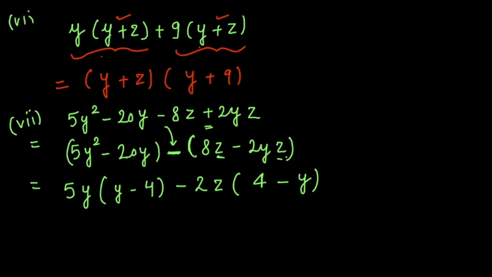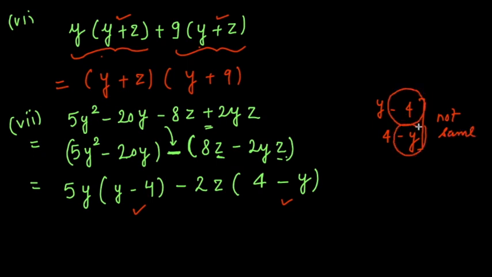Now the terms inside the brackets are the same, but the sign, the first bracket is having y minus 4 and the second bracket is having 4 minus y. They are not the same, right? Because here your 4 is negative and here your y is negative. So these are not the same. Though the terms are the same, they are not the same along with the sign. So what we will do, we will convert them to the same sign.